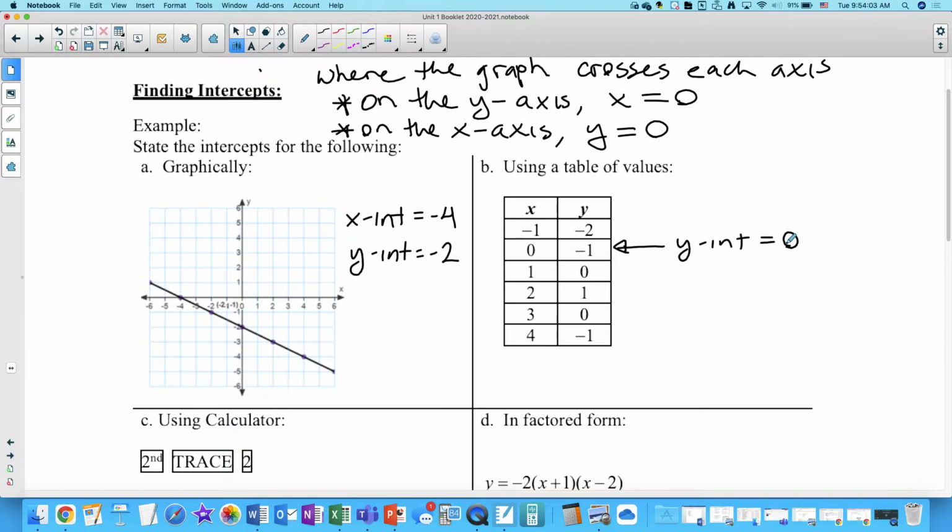And then if you want to know the X-intercept, what value do you know on the X-axis? Y is 0. Oh, sorry, the Y-intercept, my bad, is not 0. The Y-intercept is -1. But on the X-axis, Y is 0. So actually, we have two X-intercepts because there are 2 points where Y is 0. And so these are the X-intercepts, 1 and 3. Okay?